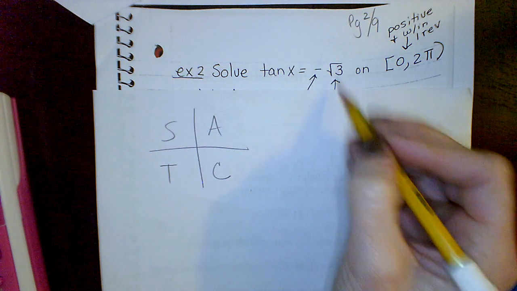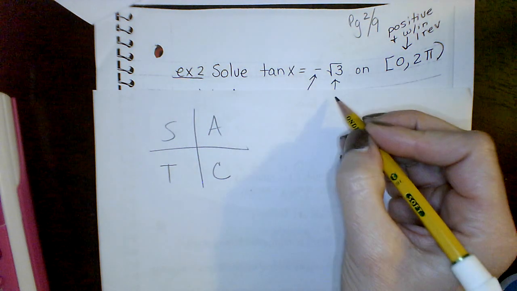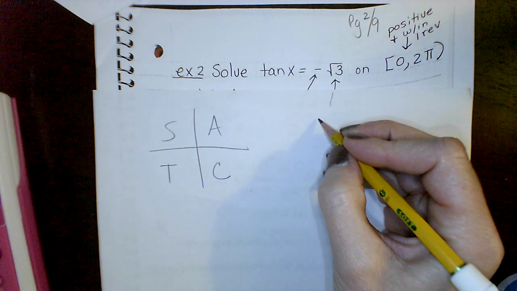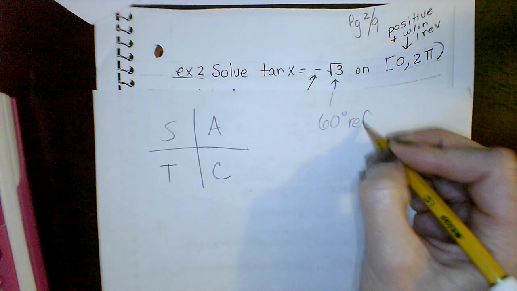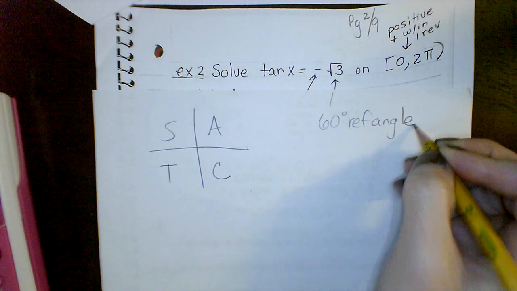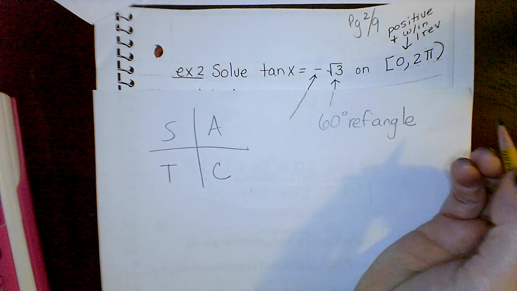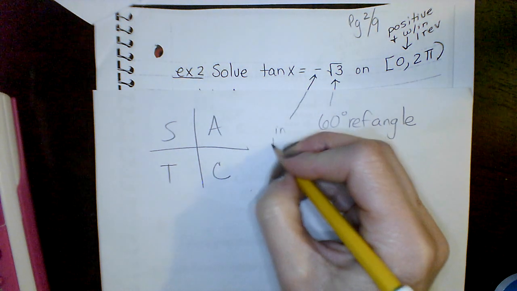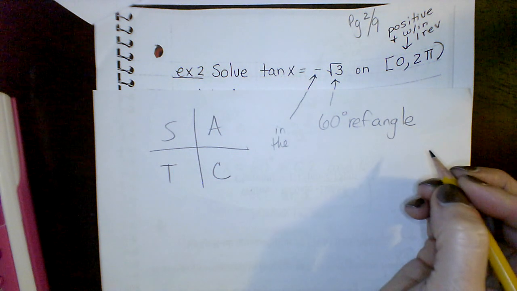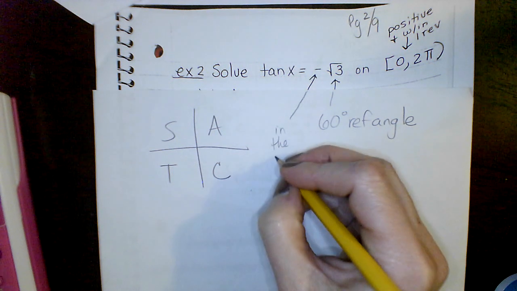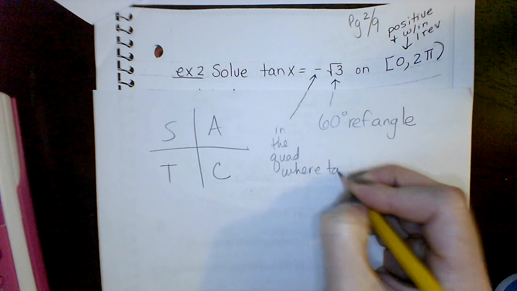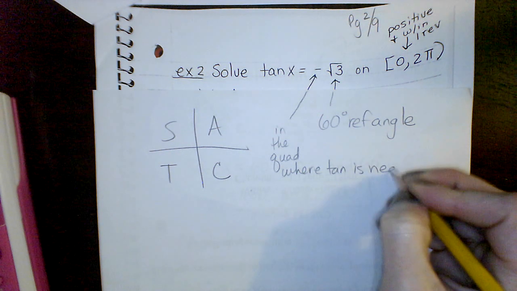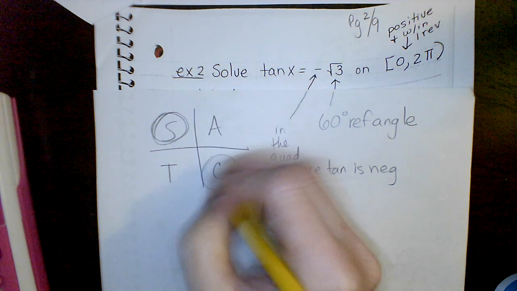This root 3 for tangent is telling us, hey, you're going to have a 60-degree reference angle. And this negative right here is saying that 60-degree reference angle, where is it going to be? It's going to be in the quadrants where tangent is negative. And that's going to be quadrants 2 and 4.